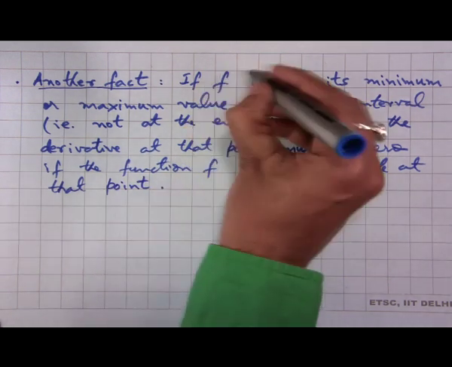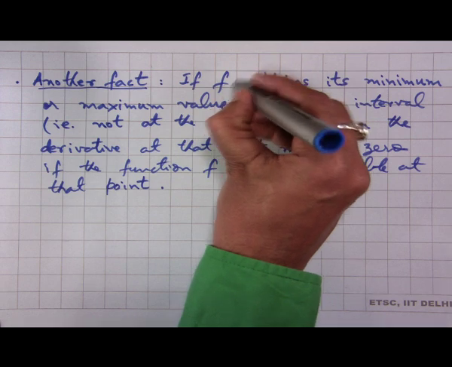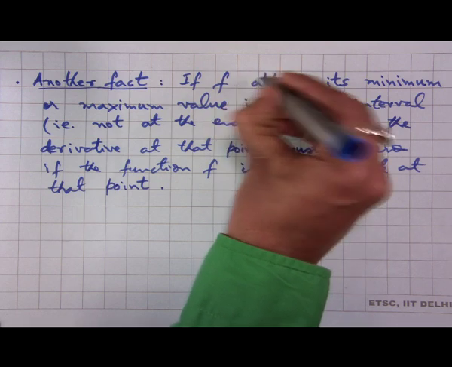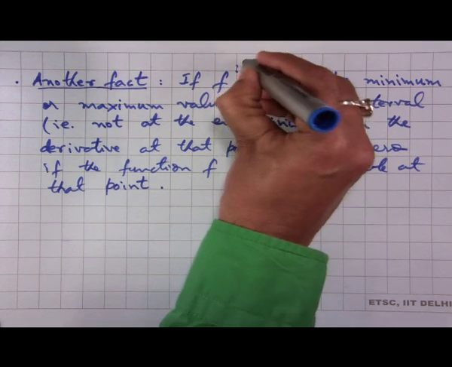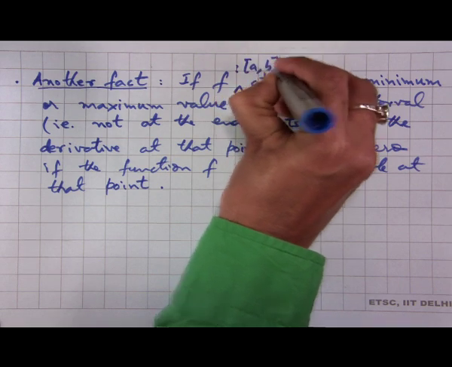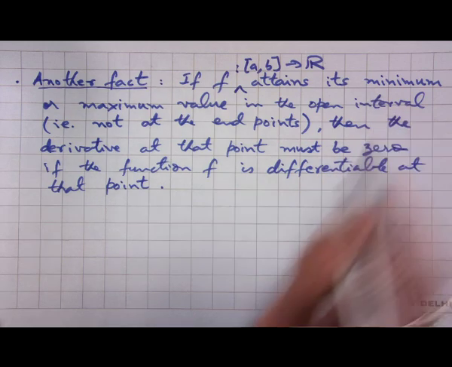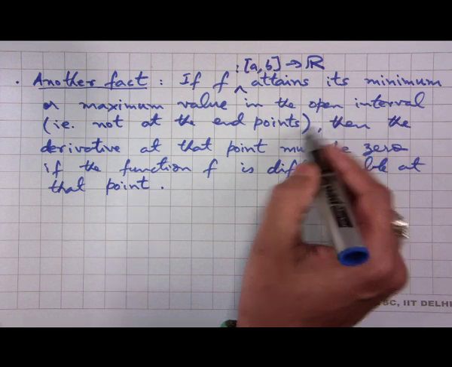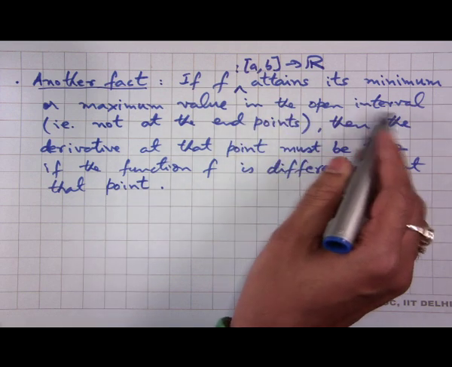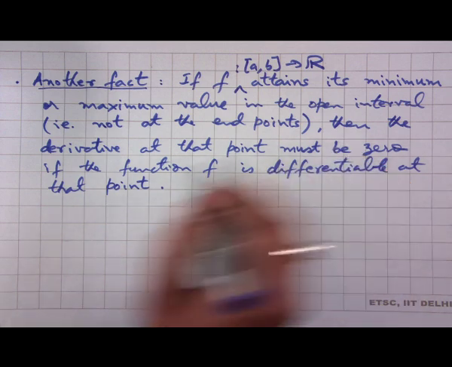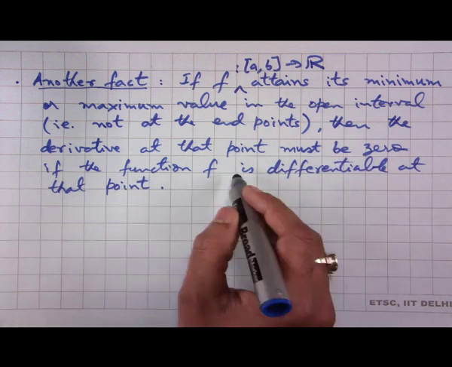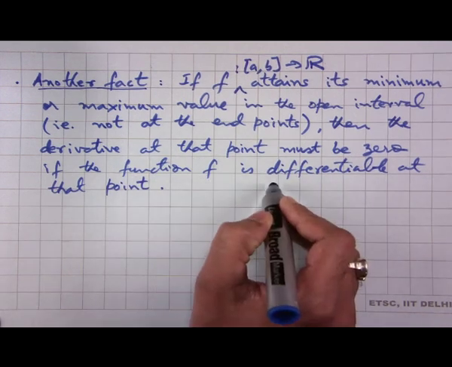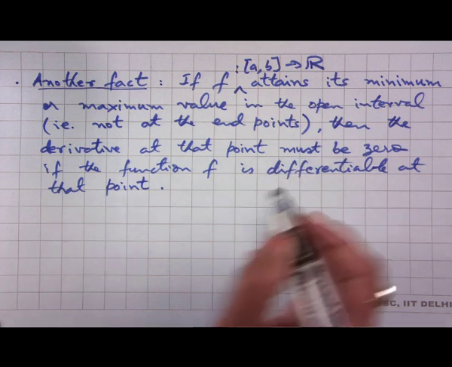So, here we have a function f, this is defined on the closed interval [a, b] to R, and suppose the minimum or maximum value is attained in the open interval, then there are two cases, either f is not differentiable at that point, or if it is differentiable, then the derivative must be 0.